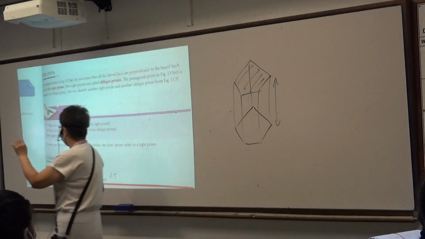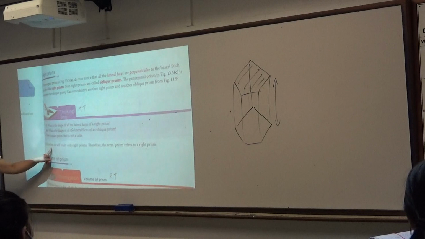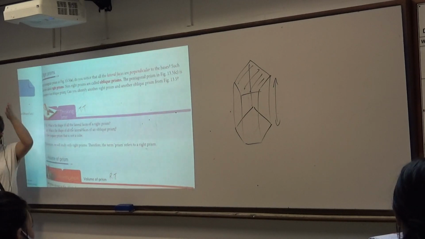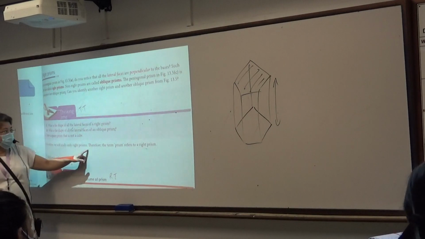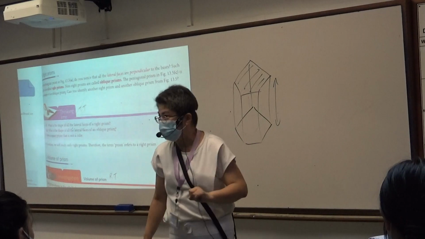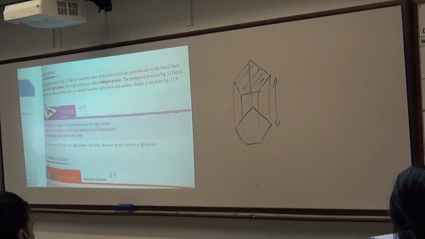Now, I must tell you that in this section, or in this book, we will only study right prisms. That means all the sides are vertical. Okay? Therefore, the term prism will refer to right prism. I don't have to say right prism. Okay? Now, what are they talking about? Let us take a look.